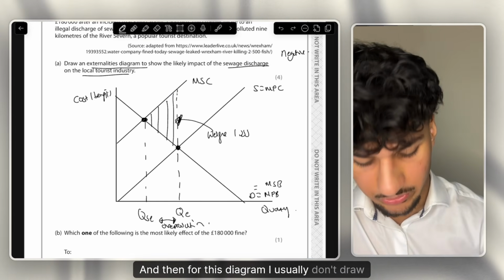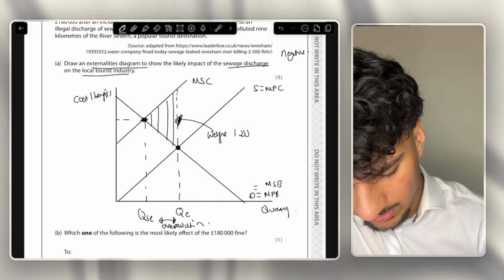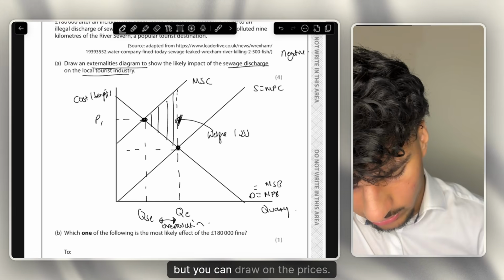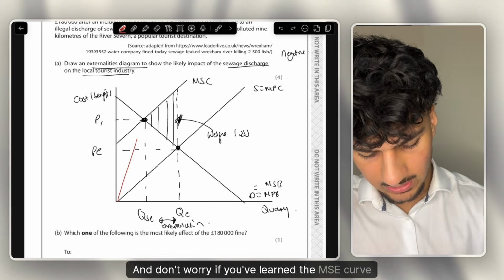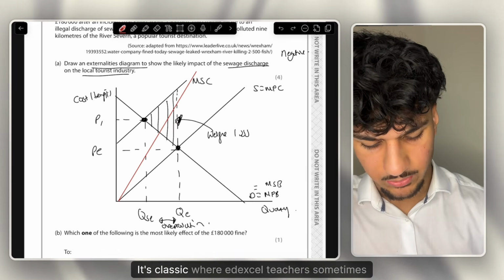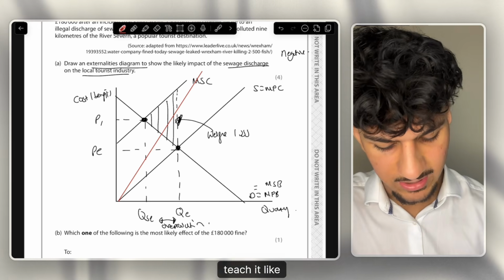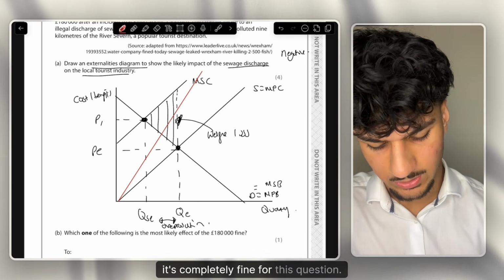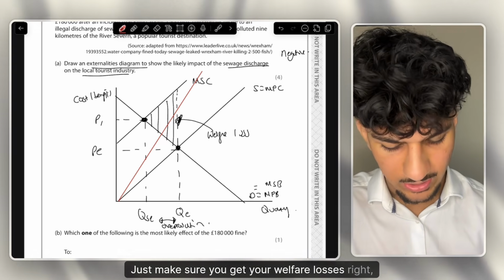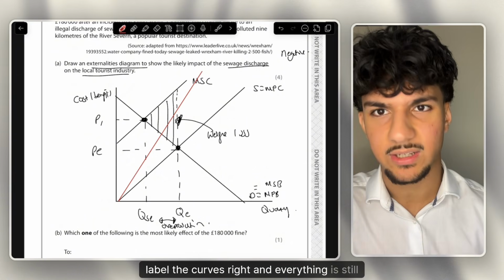And for this diagram, I usually don't even draw them on, but you don't even need it for the marks here, but you can draw on the prices. And don't worry if you've learnt the MSE curve like this. It's classic where Edexcel teachers sometimes teach it like that, it's completely fine for this question. Just make sure you get your welfare losses right, label the curves right, and everything is still rosy.